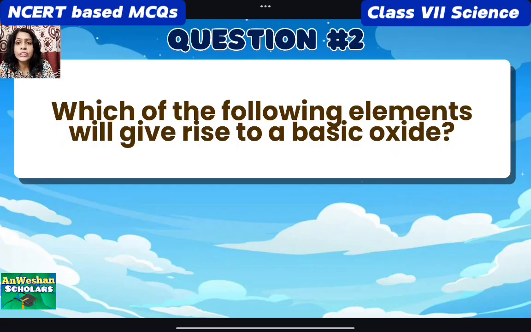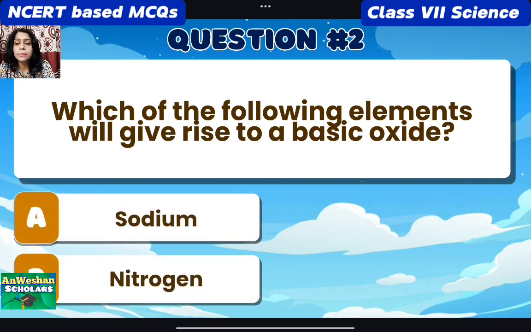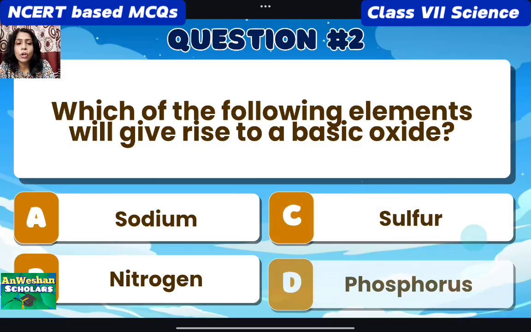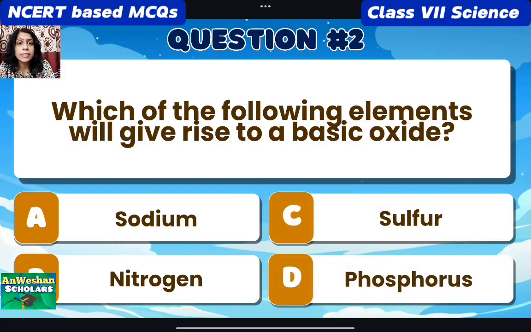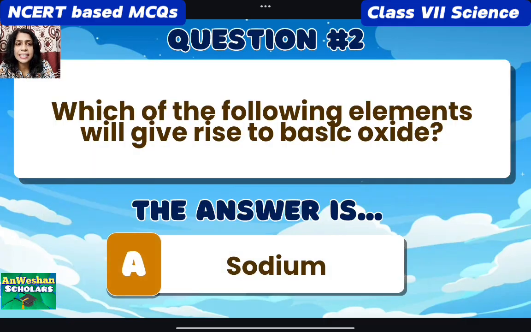Now the next question, which of the following elements will give rise to a basic oxide? Option A, sodium. Option B, nitrogen. Option C, sulfur. Option D, phosphorus. Recall that oxides of metals are basic in nature. So which of them is a metal? Yes, option A is definitely a metal and is our answer. So sodium oxide is basic in nature.